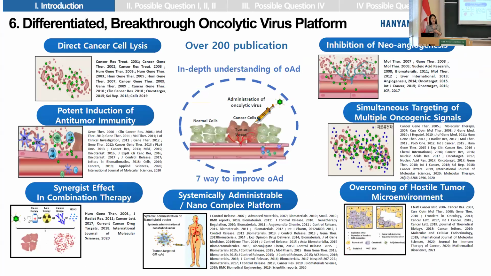So our lab has been developing oncolytic virus for about 20 years, and with over 200 publications, we have an in-depth understanding of oncolytic virus. We also found 7 ways to improve oncolytic virus ability: direct cancer cell lysis, inhibition of angiogenesis, potent induction of anti-tumor immune response, targeting multiple oncogenic pathways, overcoming the hostile tumor microenvironment, and enhancement of synergistic effect in combination treatment. On top of those, we have also established a nano-complex platform which can enhance the systemic delivery of oncolytic adenovirus.